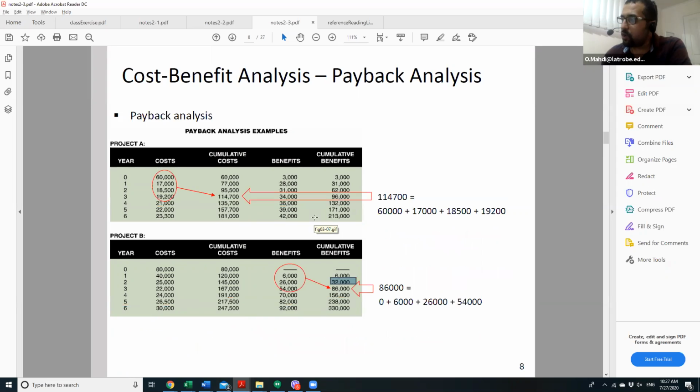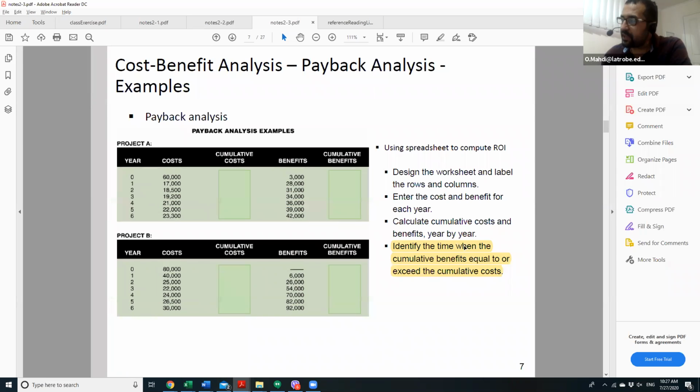So let's go back to the previous slide. Look here, if you read this one: identify the time when the cumulative benefits equal or exceed the cumulative costs. This is quite important. I will say that again. Identify the time when the cumulative benefits actually equal or exceed the cumulative cost.